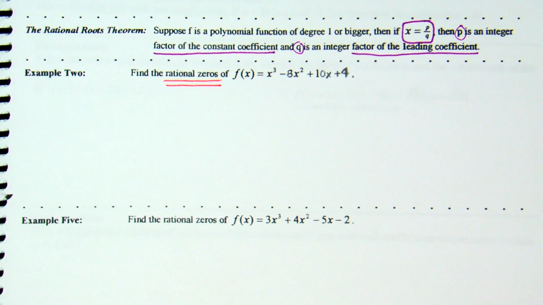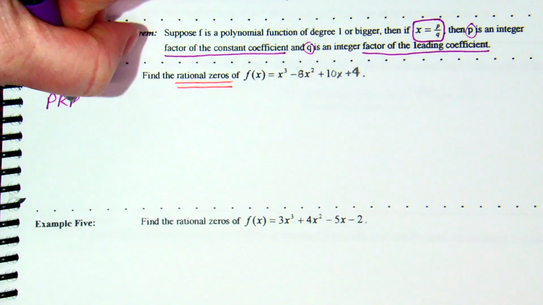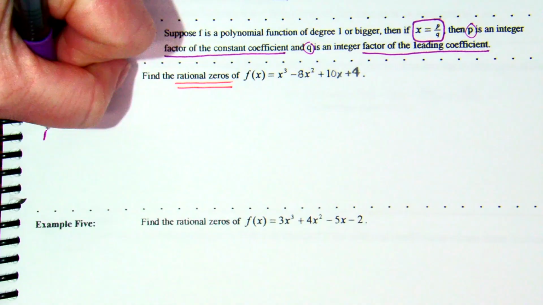So I'm going to come all the way over to the left. And I don't know if I talked about this last year in Algebra 2, you might remember me talking about PRRs. Okay, PRR stands for potential rational roots, or possible rational roots. And I'm going to put that right here so you have it as a reminder. Potential rational roots.